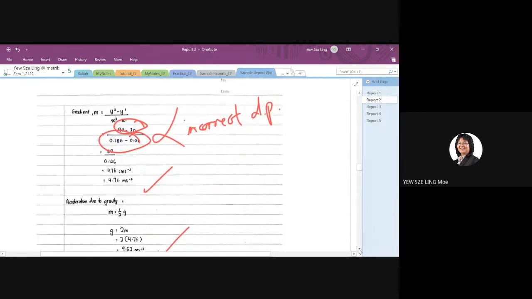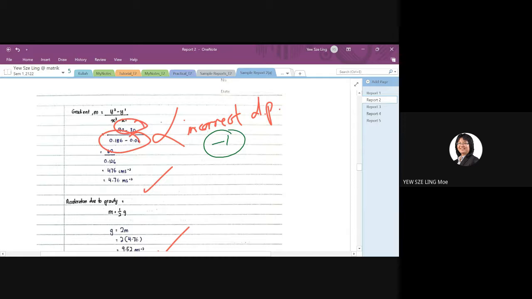Okay, so this is an incorrect decimal point. In your exam, even though you got the values correct, 4.76, for example, is correct, but because of incorrect decimal places, 1 mark will be deducted, because it shows that you don't have the skill to take the reading out from your report. All right, so how to get a correct reading from your graph?